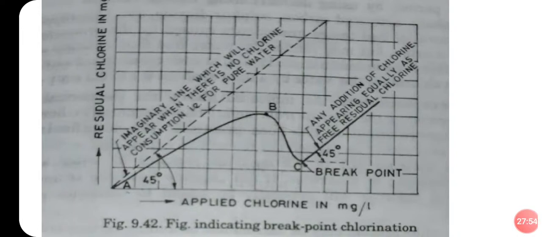And after completion of organic matter oxidation, there is no further chlorine required for any action. So whatever chlorine is available is free chlorine. So from C, it is a straight line at an angle of 45 degrees. You just see, the residual chlorine content suddenly falls down up to C, and after C it is again increasing, and it is a straight line making an angle of 45 degrees. So what is written here: any additional chlorine appears equally as free residual chlorine.